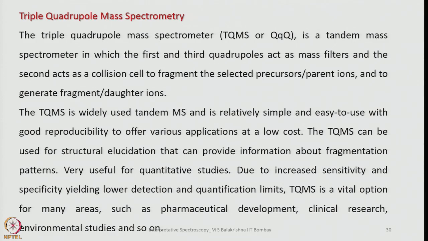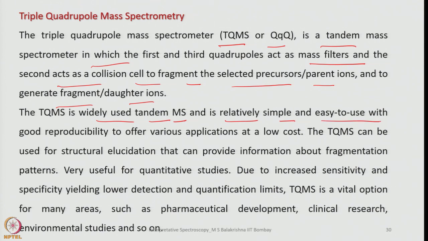And the other one is triple quadrupole mass spectrometry, abbreviated as TQMS or QqQ. It is a tandem mass spectrometer in which the first and third quadrupoles act as mass filters and the second acts as a collision cell to fragment the selected precursor or parent ions and to generate fragment or daughter ions. TQMS is a widely used tandem MS and is relatively simple and easy to use with good reproducibility to offer various applications at a very low cost.